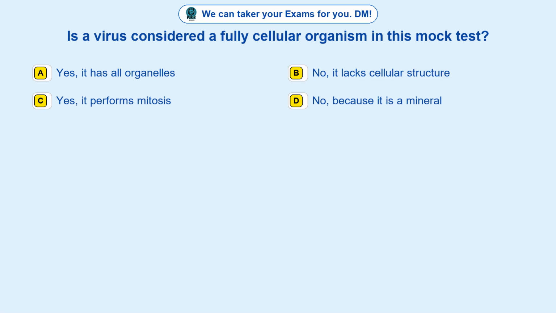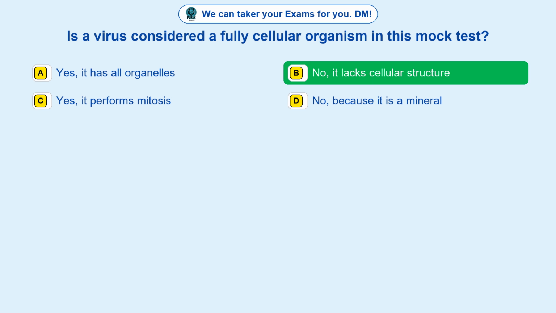Question 15. Is a virus considered a fully cellular organism in this mock test? Option A. Yes, it has all organelles. Option B. No, it lacks cellular structure. Option C. Yes, it performs mitosis. Option D. No, because it is a mineral. The correct answer is option B.